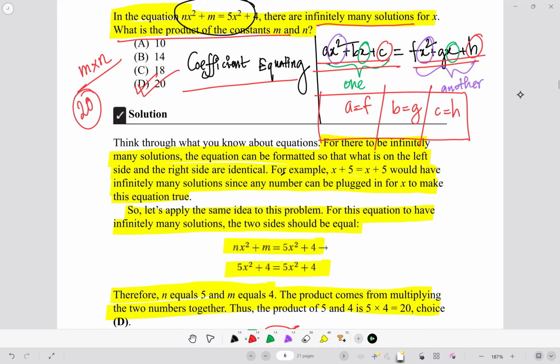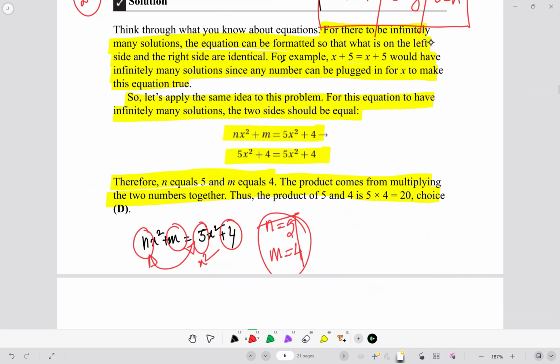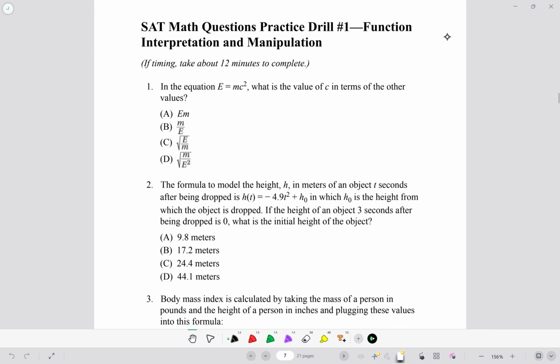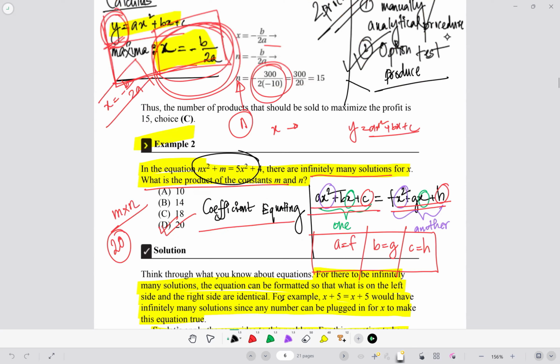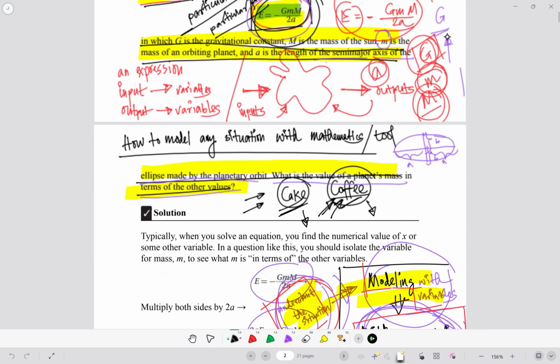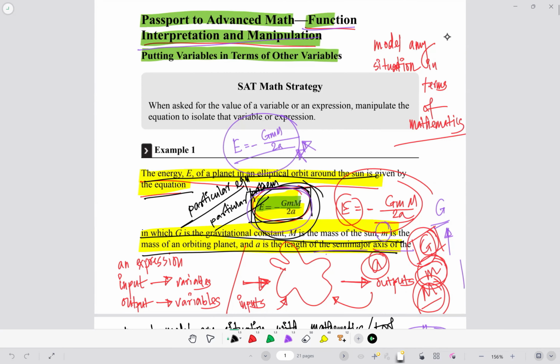So you just need to look at these problems. You just need to think about these problems as much as possible and use pen and paper. Okay. We are gonna solve some practice real problems that are based on function interpretation and manipulation. Maybe we already know the basic things about function interpretation and manipulation because we have already talked about how to model a situation.